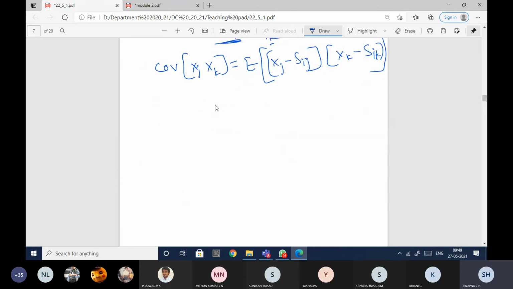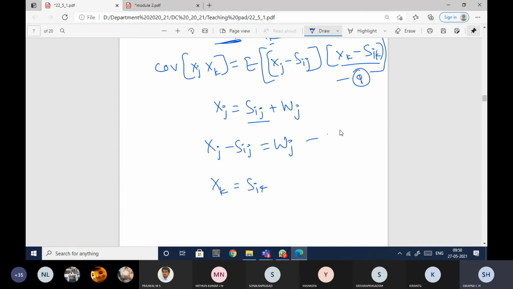And one more thing: you know what xj is. xj is nothing but Sij plus Wj. So let me take this to the other side. xj minus Sij will be equal to Wj. This I'll name as equation 1. In the same way, xk minus Sik will be equal to Wk, which I'll name as equation 2. And xk can be represented as Sik plus Wk, so Wk will be equal to xk minus Sik. This I'll name as 3.